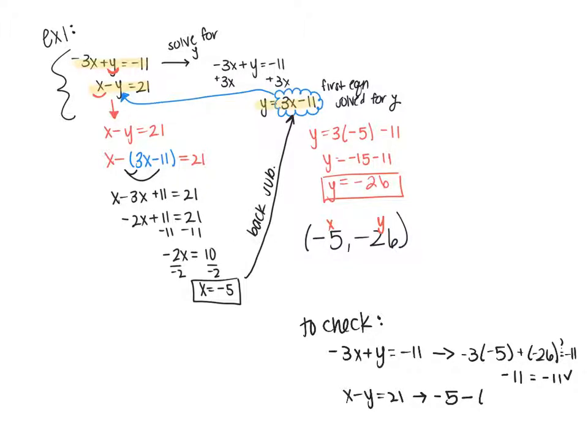minus -26 equals 21. And I get 21 equals 21. So I know that that answer is correct.